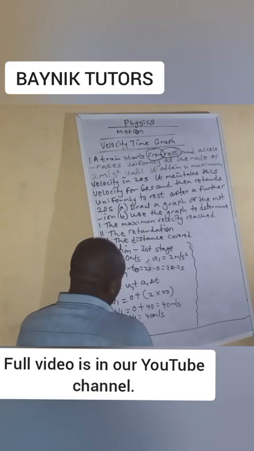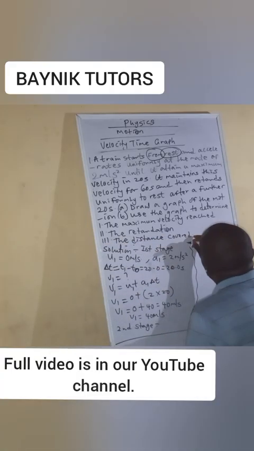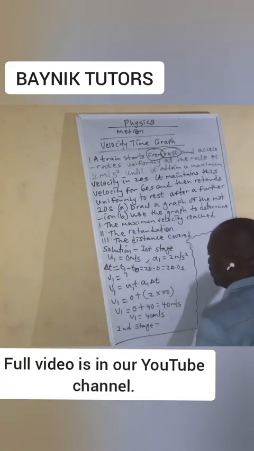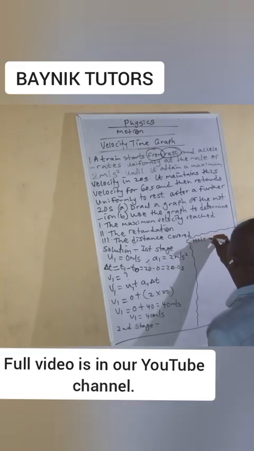So let's move to the second stage. For the second stage of our motion, if you note this, our v1 is also the initial velocity.